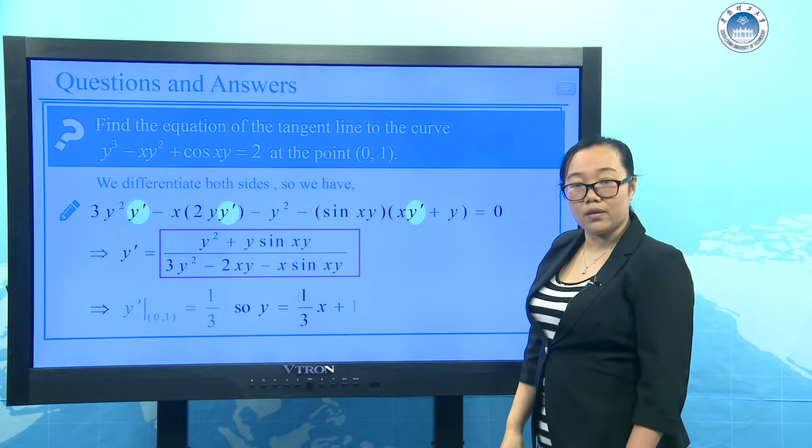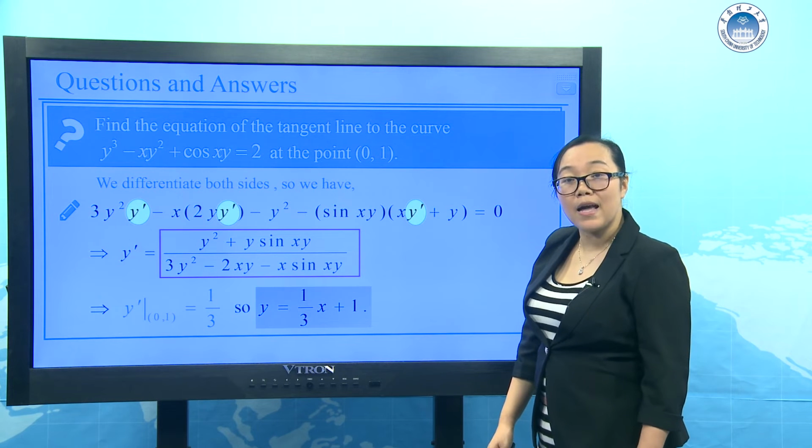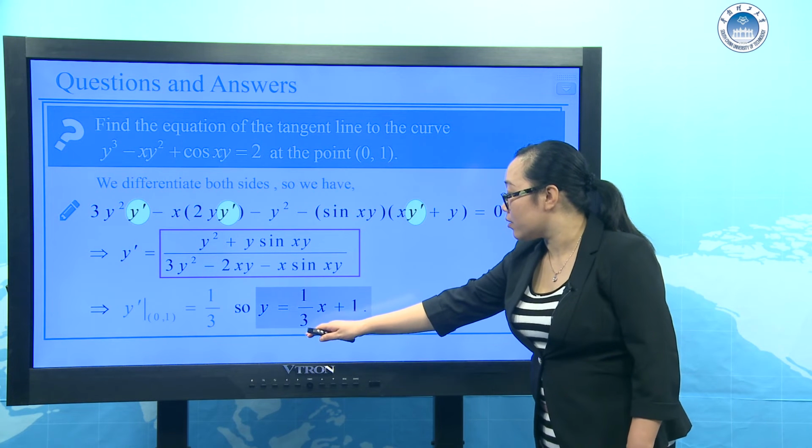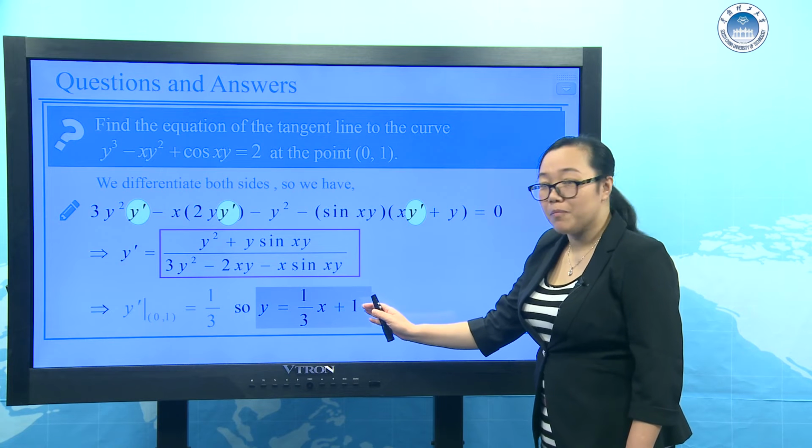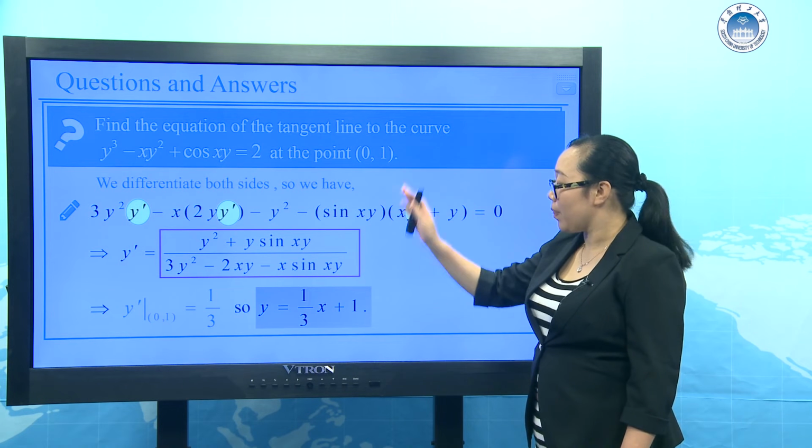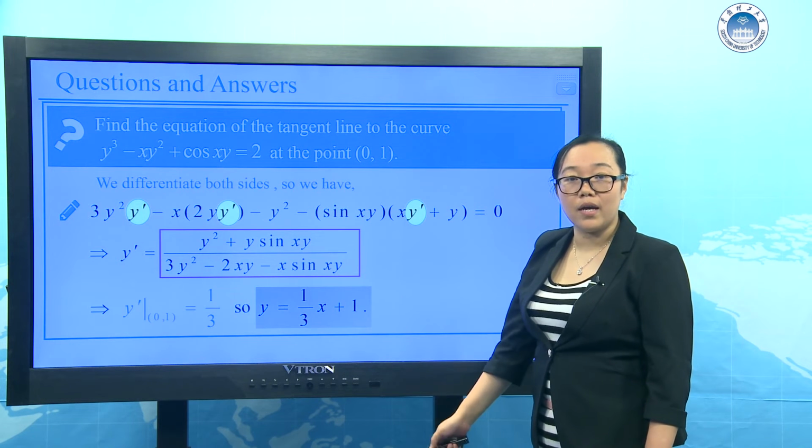Together we can get the corresponding tangent line. y equals kx plus b. b is our special number 1. So it's the tangent line.